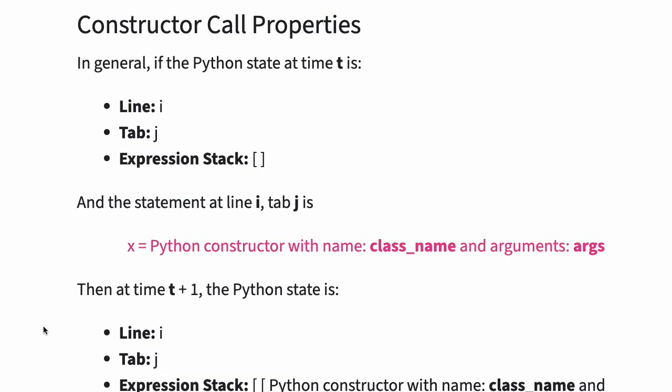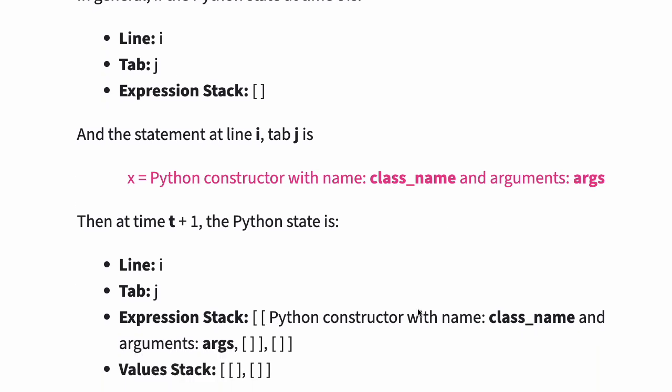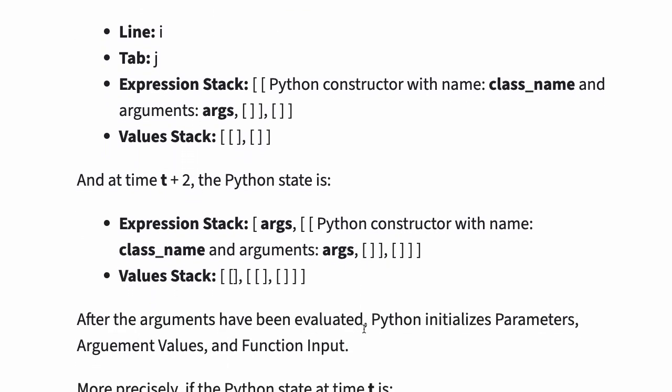In general, if at time t the line is I, tab is j, the expression stack is empty, and the statement at line I, tab j is x equals Python constructor with name class name and arguments args, then at time t plus 1, Python pushes the Python constructor into the expression stack and initializes the value stack. And at time t plus 2, Python pushes the constructor call arguments into the expression stack. After the arguments have been evaluated, Python initializes parameters, argument values, and function input.